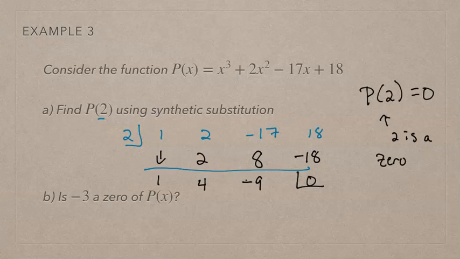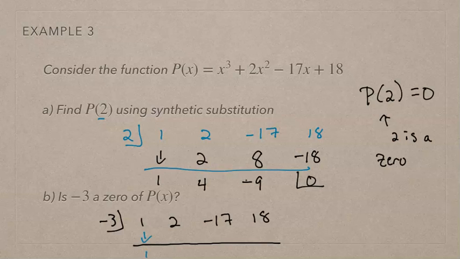All right. Is negative 3 a 0 of P of x? Well, let's find out. So I'm going to put negative 3 in the box. I have the same coefficients, 1, 2, negative 17, and positive 18. I'm squishing this in here on the bottom. And I'm going to go ahead and do my synthetic substitution now.